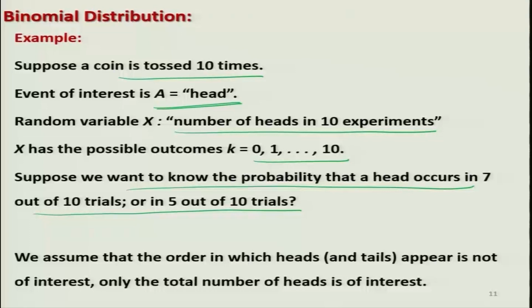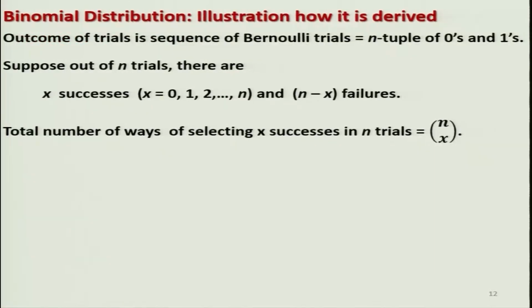Under this type of condition we can use the binomial distribution to compute the probabilities, and we assume that the order in which the heads or the tails appear is not of interest, only the total number of heads is of interest. So we are not bothered about the individual outcome, whether success or failure, but we are interested only in the number, right.